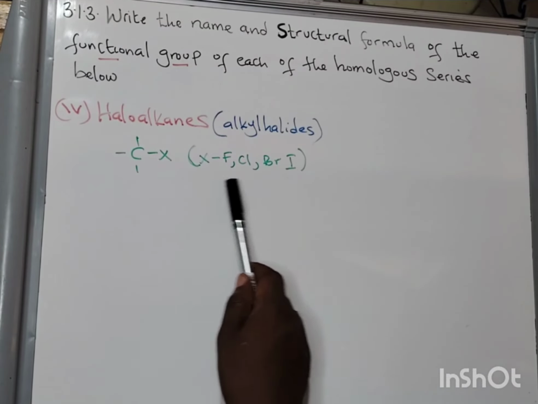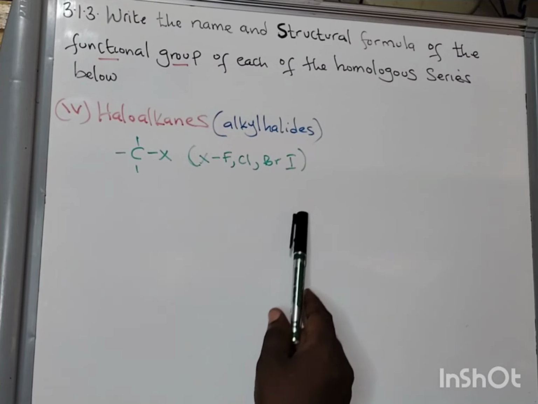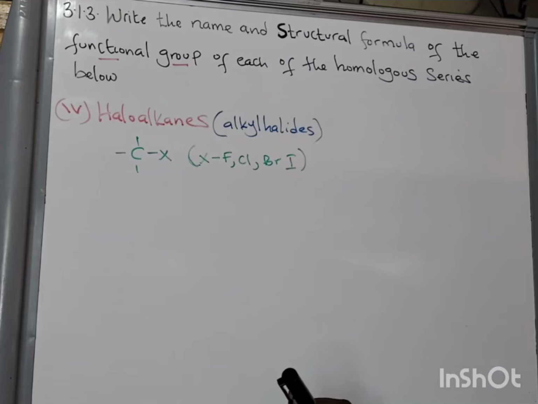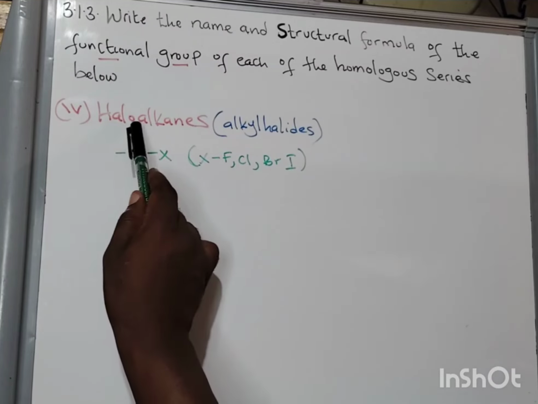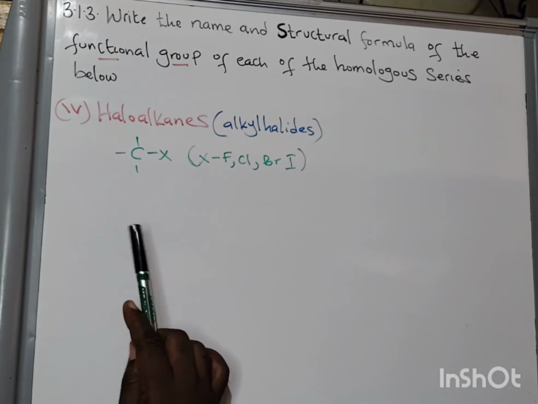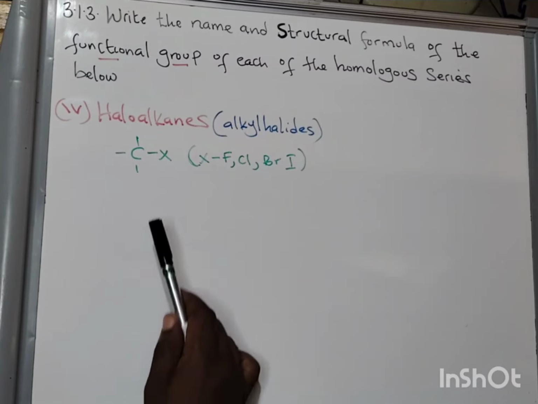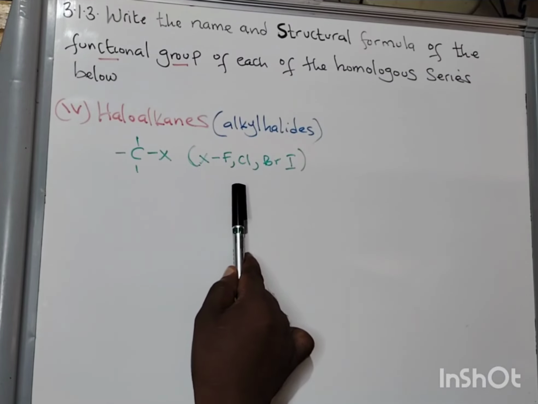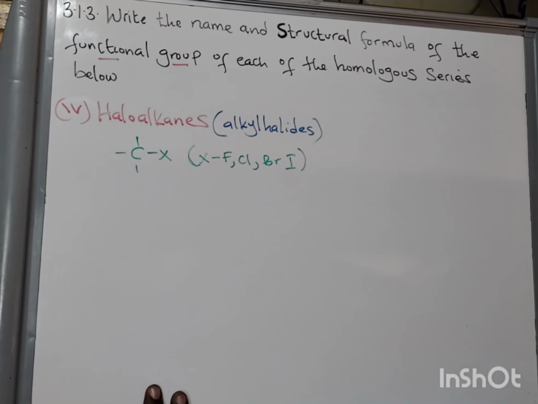Okay, yes, these atoms you see here, these elements you see here, they belong to group 7. Group 7 are given a name halogens. So these ones are halogens. That's why the name comes from halo. So when a halogen atom attacks here, the organic molecule which comes out is alkyl halide or haloalkane.